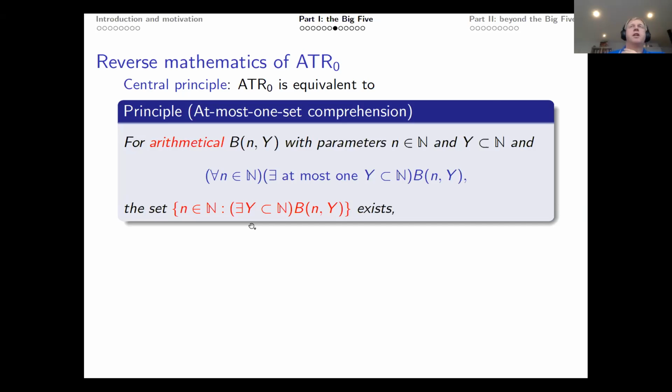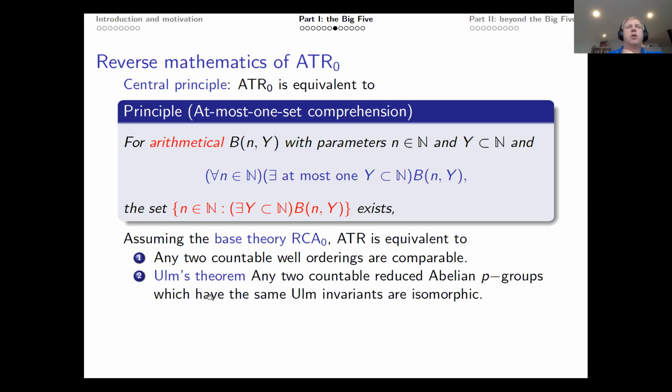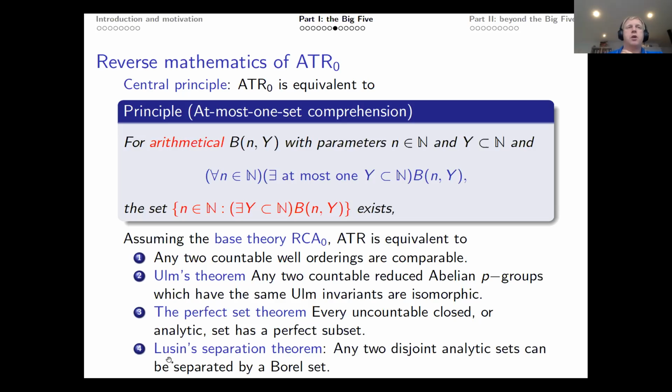So this is already a little bit more set theory. We still have this condition: at most one y can exist. And then we can prove equivalences like countable well orderings are comparable, Ulm's theorem, Cantor's perfect set theorem, and Lusin's separation theorem. So this is again already a little bit of set theory, but this is still pretty nice group theory. Again, some equivalences, there are actually many more, but I'm just naming a few. But we get a little bit of a set theory flavor.